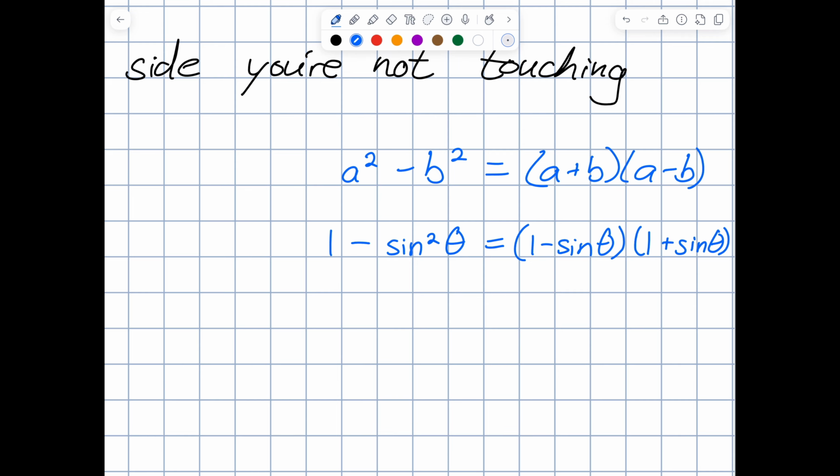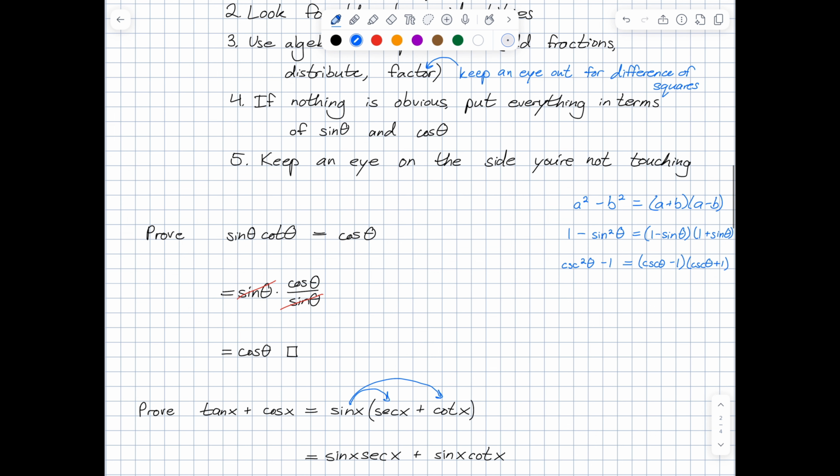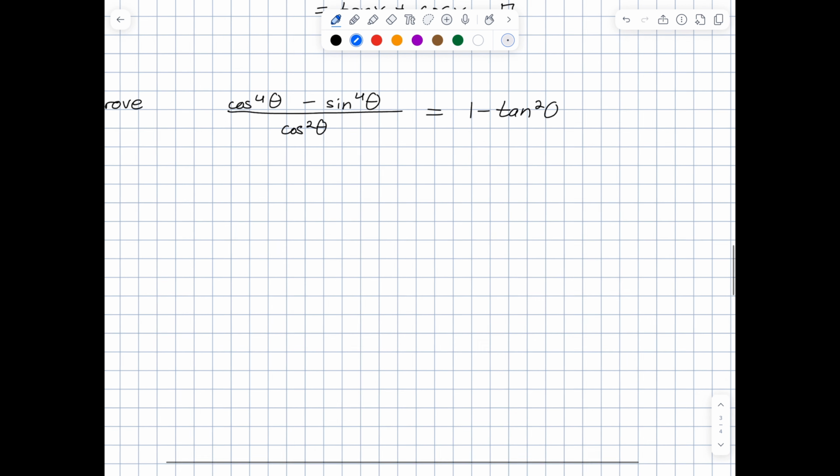Or another example is you could have something like tangent squared minus 1. Actually, you'll more likely see cosecant, so we'll put that. Cosecant squared minus 1, that's just cosecant minus 1 times cosecant plus 1. So if you need more reminders of difference of squares, I would literally just Google that phrase, because this problem is actually an example of it. This is a difference of squares. In fact, it's cosine squared squared minus sine squared squared.